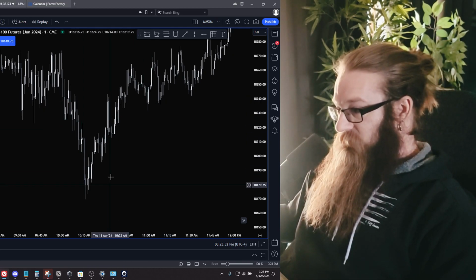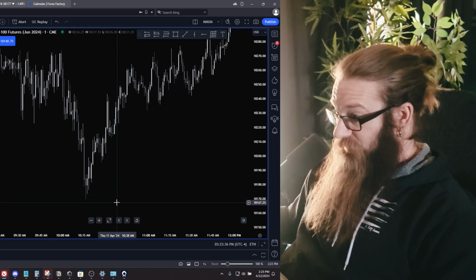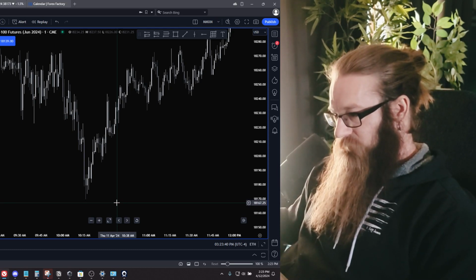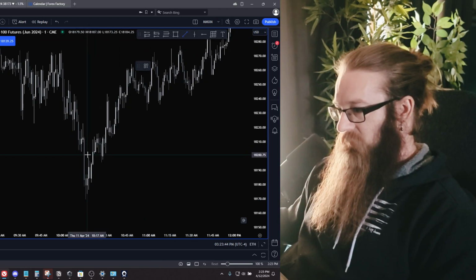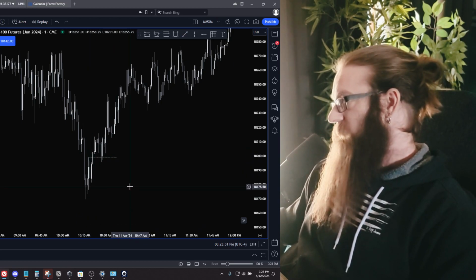So here, there is a market structure shift, and I want you to take a second and tell me where it is. Just spot it in your mind. How many of you say right here? Once we body close past that high, that's a market structure shift.